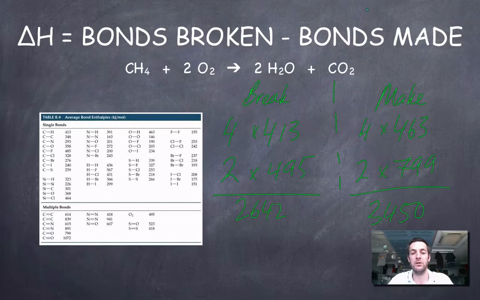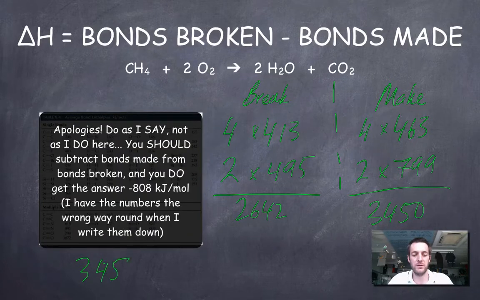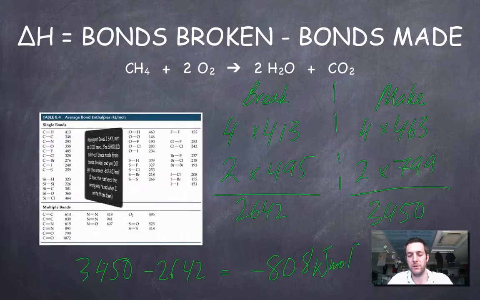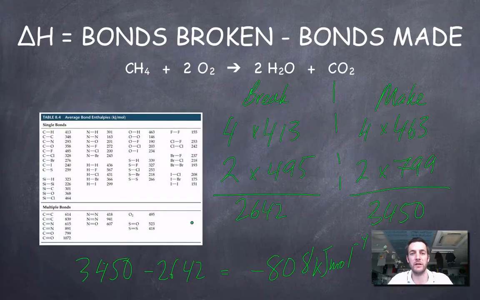And the last thing for me to do is to take this 3450 from the 2642. So 3450 minus 2642 equals minus 808 kilojoules per mole. Why kilojoules per mole? Well, because that's what it says in the table here. These are all given in kilojoules per mole. And what you might also notice is that they're all positive values because we're breaking bonds, right? Why is this one a negative value? And this is worth checking at the end because we expected this to be an exothermic change because we're burning methane. Okay, so that's always worth checking at the end of one of these calculations. Have you got the sign right?